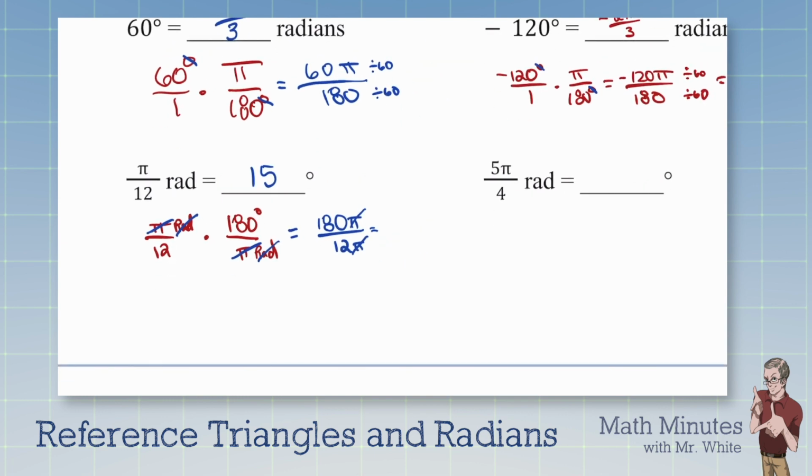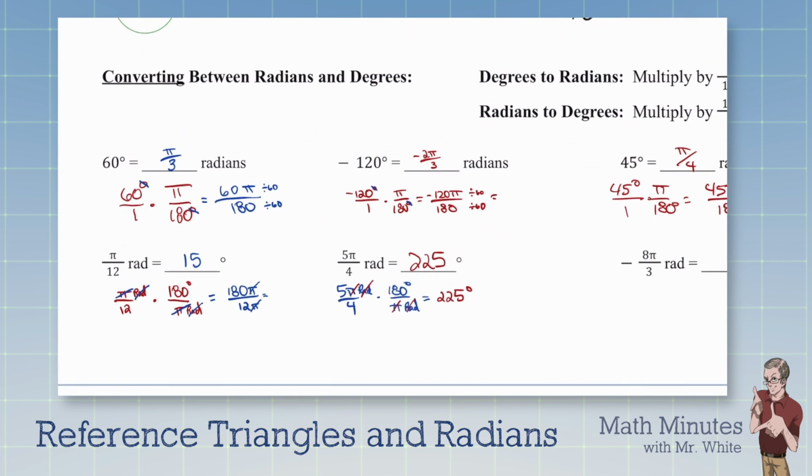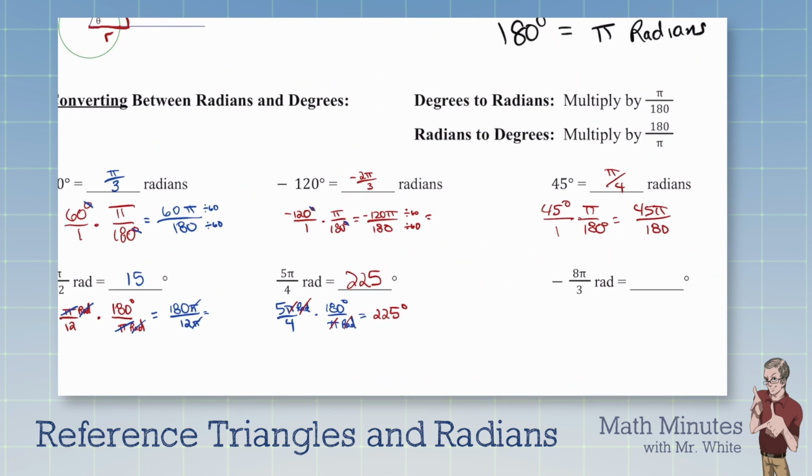Why don't you try this next one? Convert 5 pi over 4. You should get 225. 5 times 180 divided by 4 is 225. Let me point out, when I wrote this problem, I was thinking I wanted to show you how 45 degrees was 1 pi over 4. So how many would 5 of them be? Well, you just take 45 and multiply by 5.